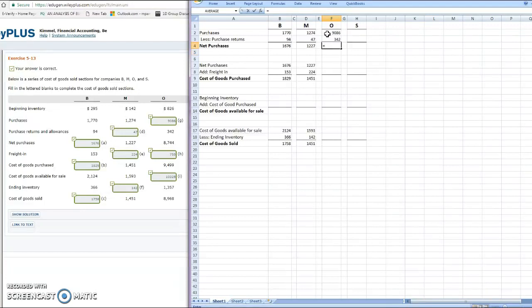Again, just to double check, we can take our purchases less the purchase return amount, and our net purchase comes in with the number they gave us at $8,744.